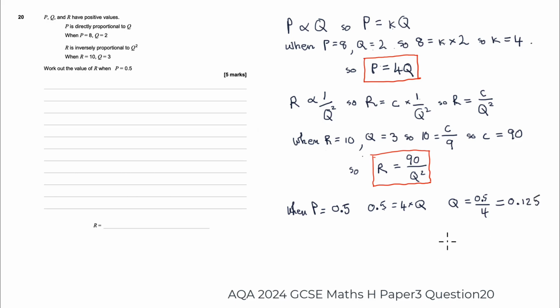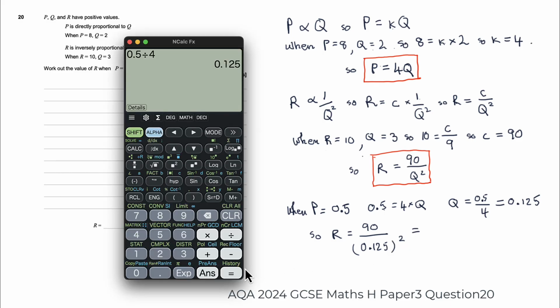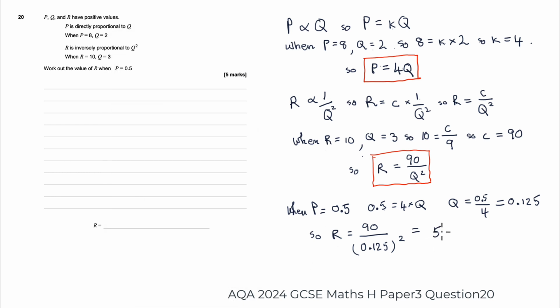So we found Q. Well, if we put this value of Q into the second formula, we're going to find R, which is what we're after. So R is now equal to 90 over 0.125 squared. So 90 divided by that answer squared. I have a squared button. You will also have a squared button in your calculator. 5,760.